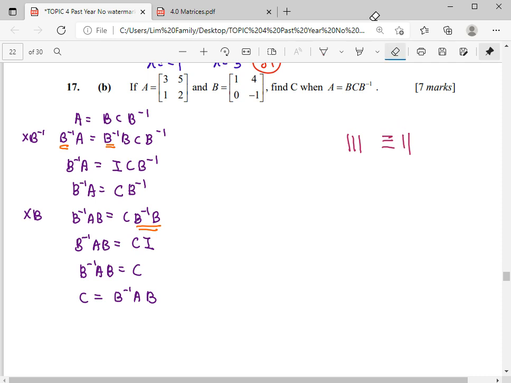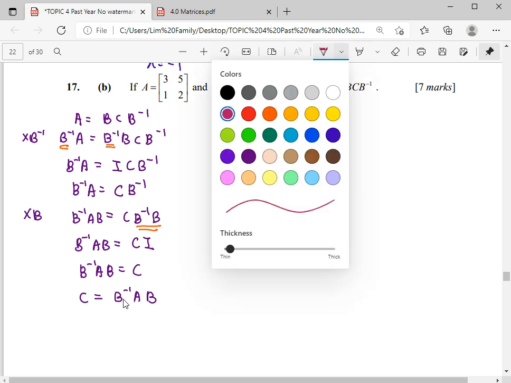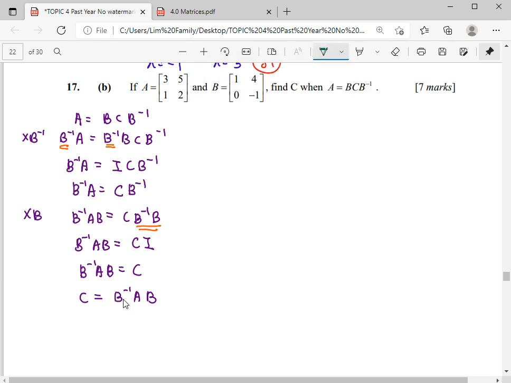After we find our relationship, C can be obtained by B inverse times A times B. So now we are going to look at our information here. We have our A, we have our B, but we still haven't got our B inverse. So now we are going to find our B inverse.